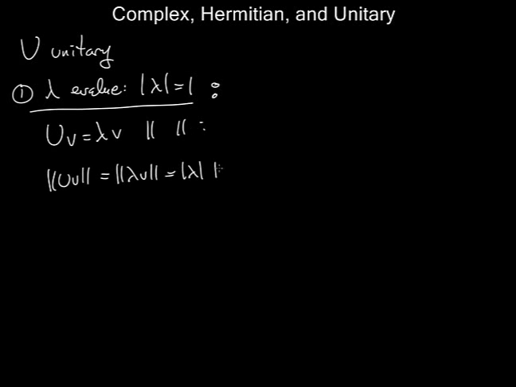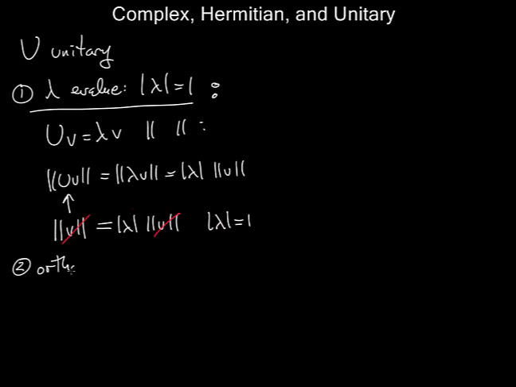And by definition of unitary, the length of Uv is equal to the length of v. So we conclude that the length of v is equal to the absolute value of lambda times the length of v. So that says that the absolute value of lambda must be 1. This is supposed to be true for all vectors, and the only way that could be is if the absolute value of lambda is equal to 1.